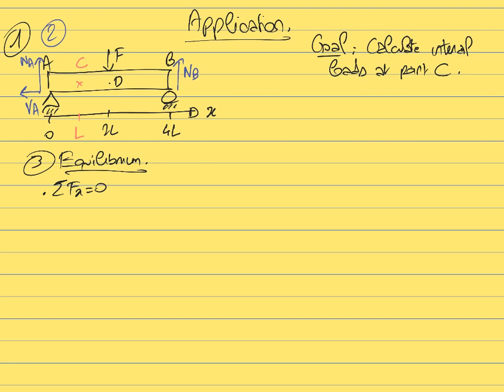We need to look at all the external forces and take their projection along the x-axis and say that the sum of the projection of the force is equal to 0. So in this case, there is only one force that has a non-zero projection on the x-axis. NA, VA, and F are all along the y-axis. Those are all vertical forces, so they would have a 0 projection along the x-axis. The only force that has a non-zero projection along the x-axis is VA.